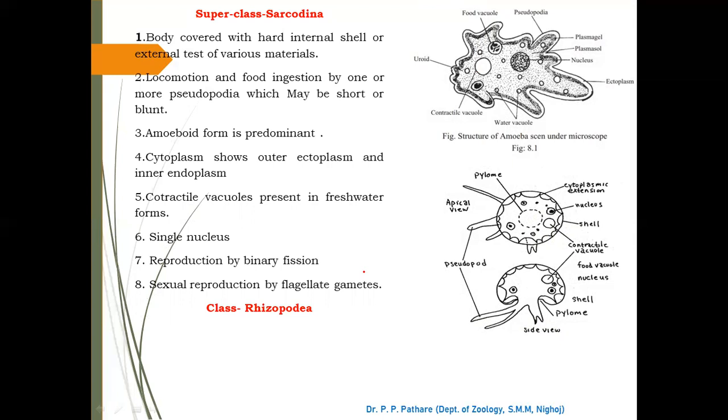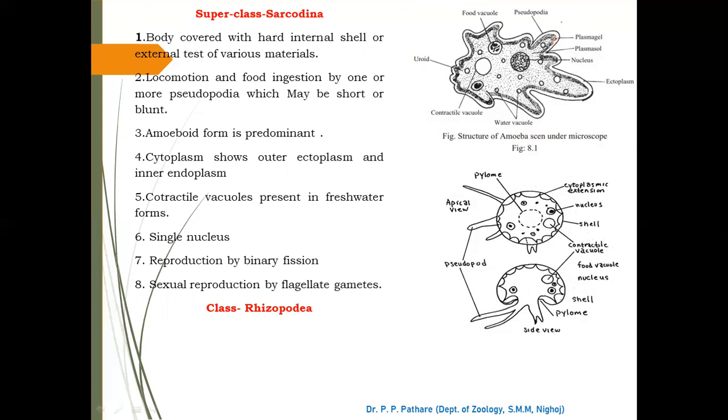This is a very important characteristic which will be observed in Sarcodian animals, for example, amoeba. Now, if you want to capture the food material, that time you use the pseudopodia. Just imagine this is the food material of the amoeba.